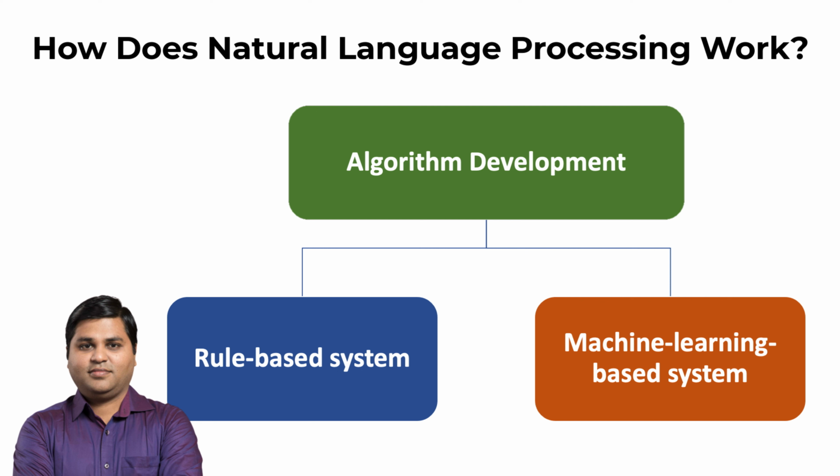Both types of algorithms can be used for different natural language processing tasks like language translation, sentiment analysis, and speech recognition. One way to create a natural language processing algorithm is through a rule-based system. This method involves creating rules that tell the computer how to analyze and understand language. These rules are made by experts in linguistics or computer engineers. Another way to create an NLP algorithm is through a machine learning-based system.